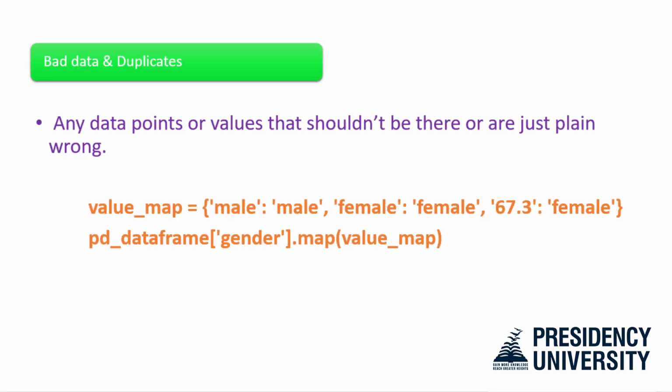Bad data and duplicates. I take a case where gender is my feature. There are 2 possible values, male and female. Anything other than this is going to be considered bad data. In this example, I have an option which is male, an option which is female, and another value which is 67.3, which is neither male nor female. So now this data has to be handled. Manually, I can map the value to a particular gender. In this case I have mapped the value to female. This is how you eradicate bad data in a dataset.